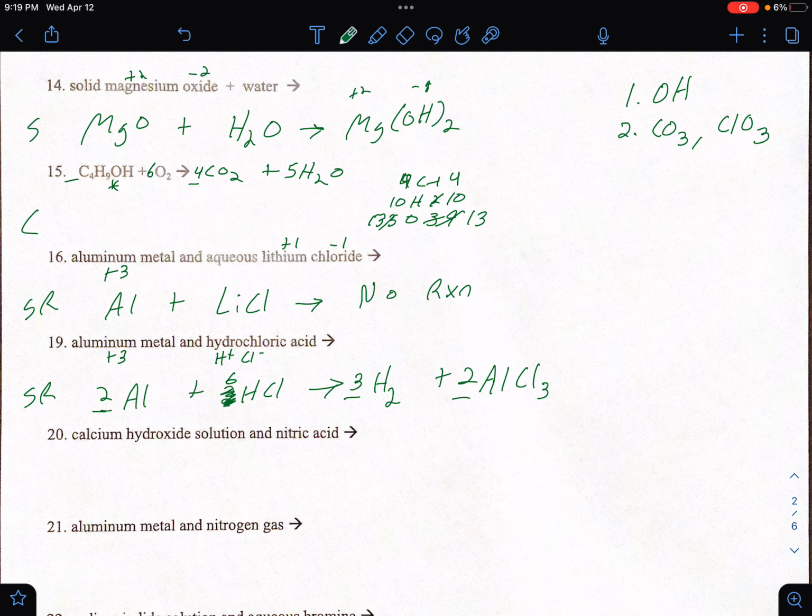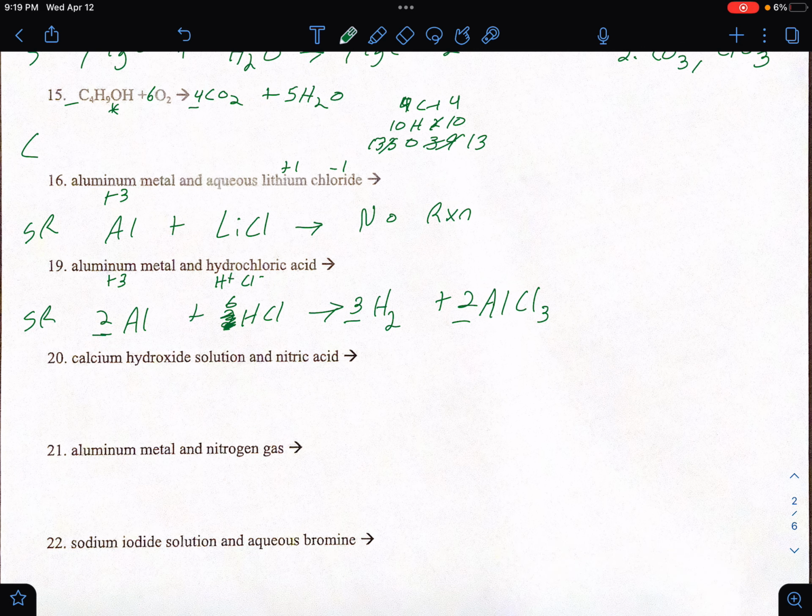Okay, moving on to number 20, calcium hydroxide and nitric acid. Calcium's a +2. Hydroxide's a -1. Okay, nitric acid, that's going to be an H+. Nitric means nitrate, and there is no hydro, so I know I'm dealing with nitrate, so that's NO3 with a -1. So calcium hydroxide looks like this, Ca(OH)2 plus HNO3.